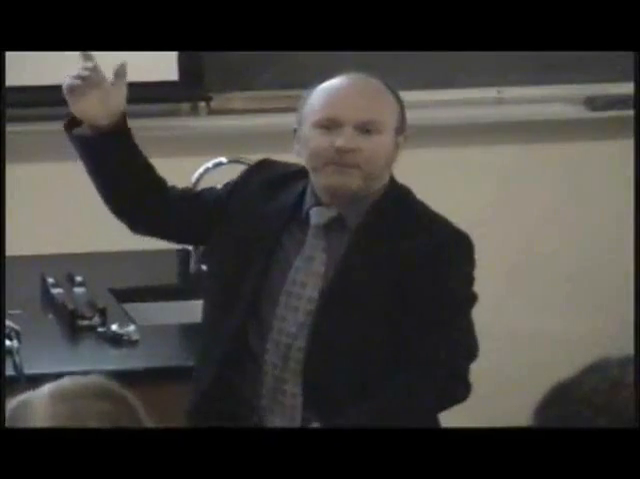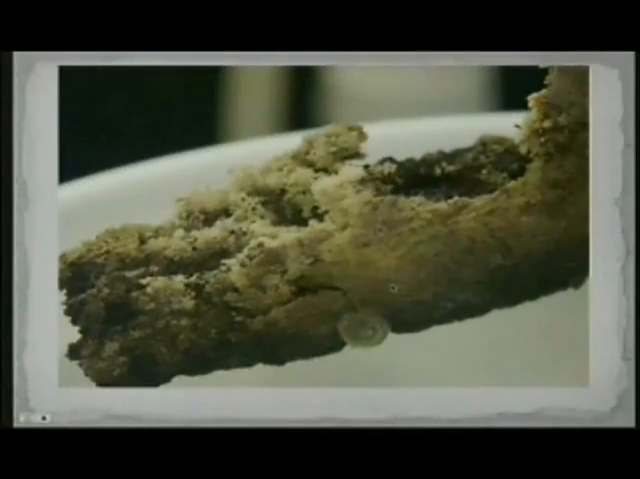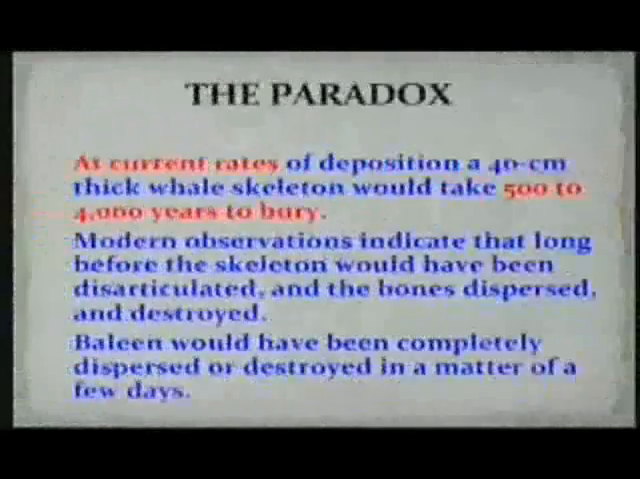And actually, I presented a paper in an international congress with that title. It was a poster. If you come to the Geoscience Research Institute, you'll see that poster. How not to become a fossil. After about 3 years, the skeleton is gone. You see details. This is a rib, and it's mostly destroyed.